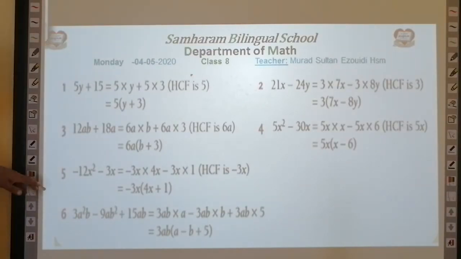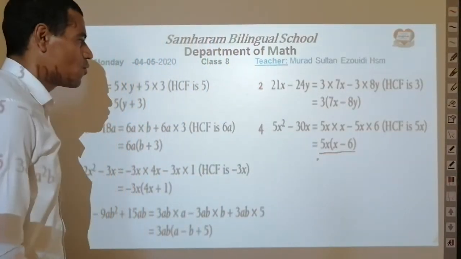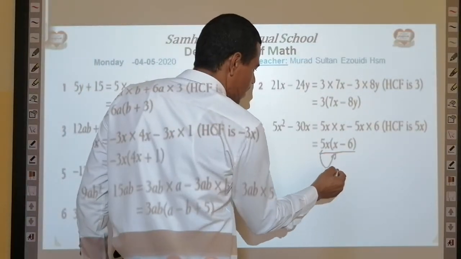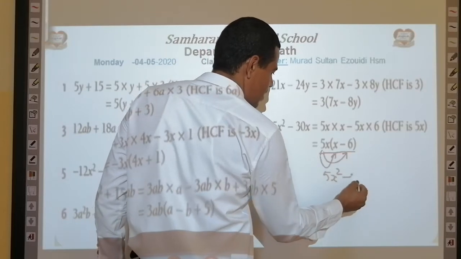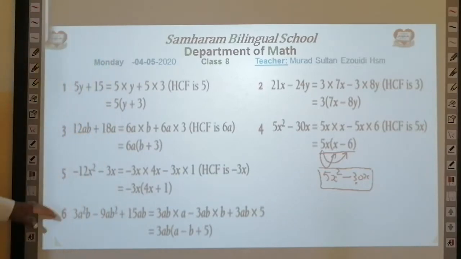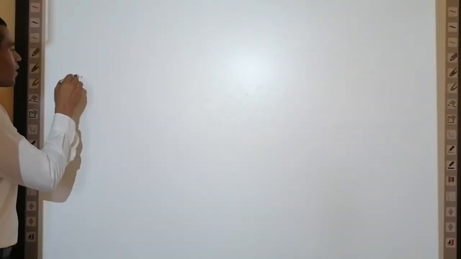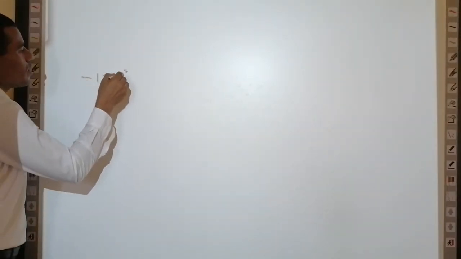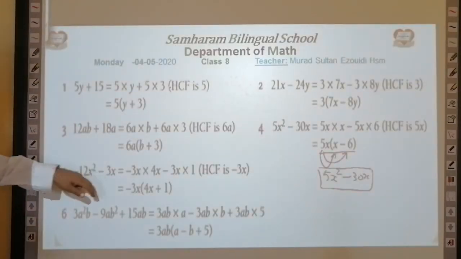Okay, the next, question 5. So this is 5x multiplied by x minus 6. If you'd like to check, 5x multiplied by x is 5x squared. 5x multiplied by negative 6 is negative 30x. Okay? Then negative 12x squared, negative 3x. Okay?